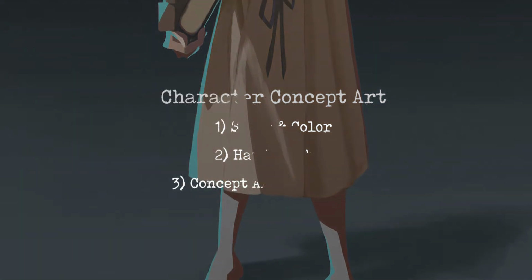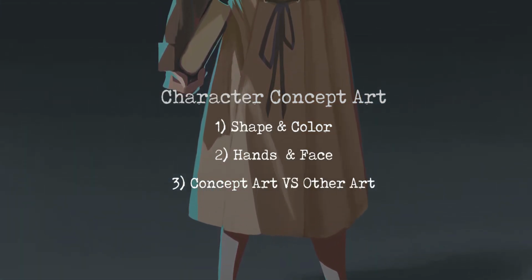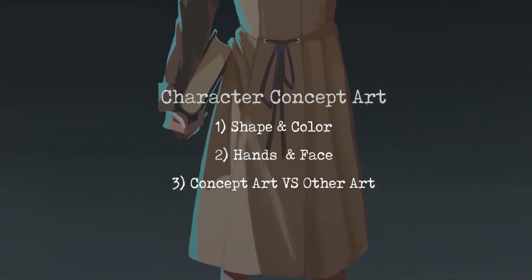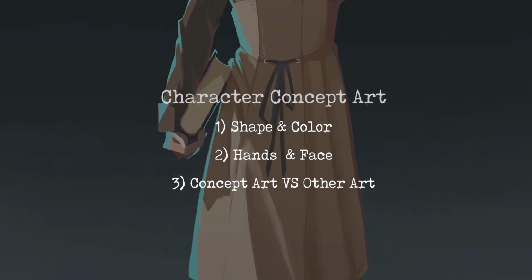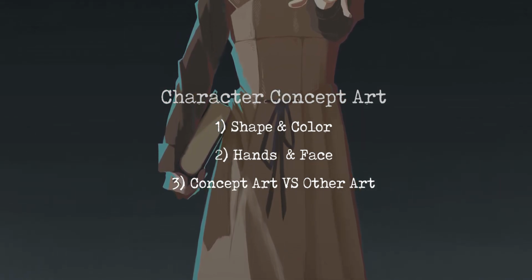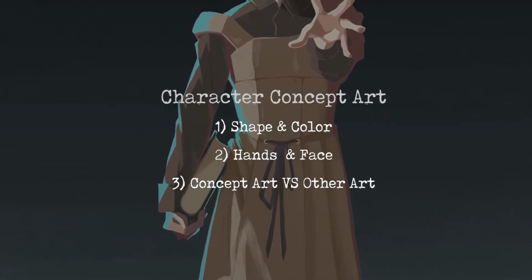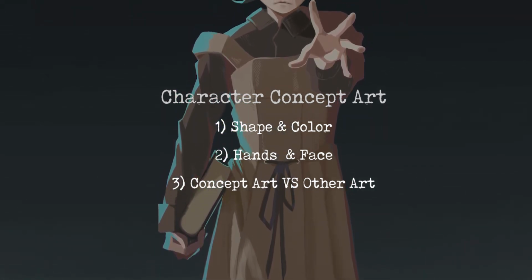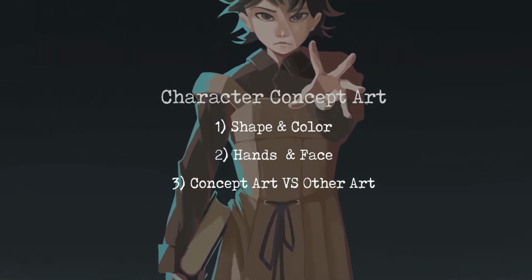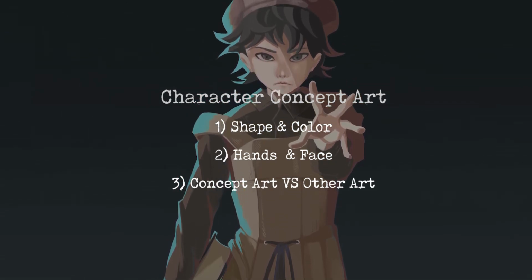This is the third character concept art we've been through, and so for this video we are going to talk about just three things. The first thing is the shape and the colours, and second thing is about how I drew the hands and the face, and lastly, as the title said, that we're going to talk about the difference between concept art and other artwork like narrative drawings and portraits, and what's the difference between them.